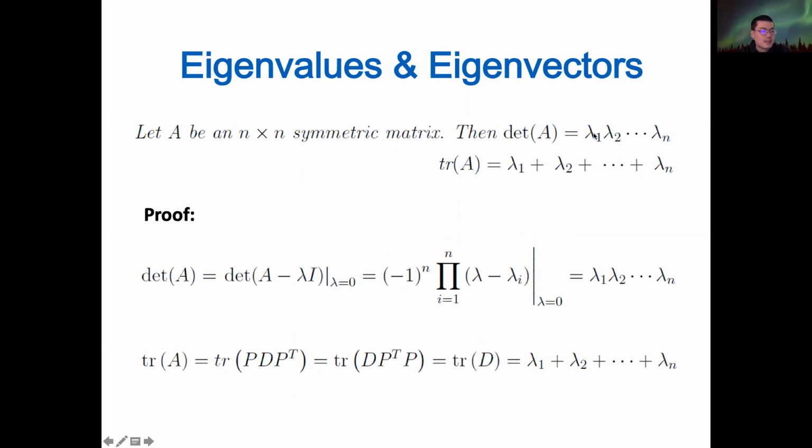Secondly, if you can do the eigendecomposition, you can get these values. Of course, your A has to be symmetric, real, and square. Then you will have this property. The determinant is the product of your features, the eigenvalues. And the trace is the summation of your features of the matrix.